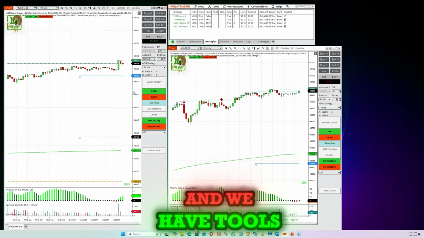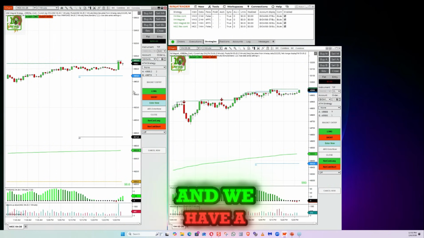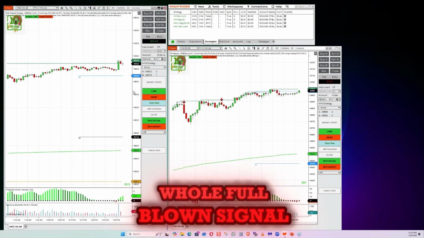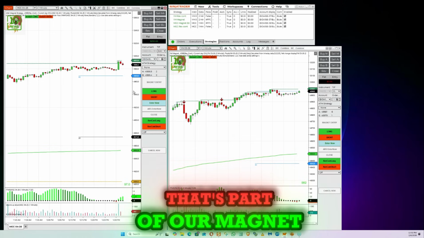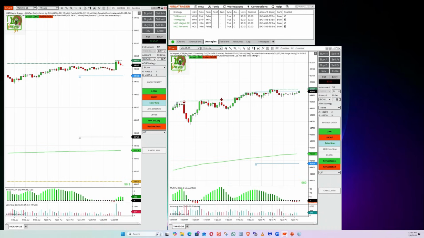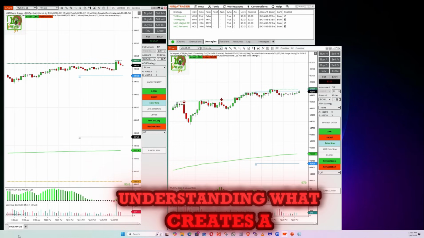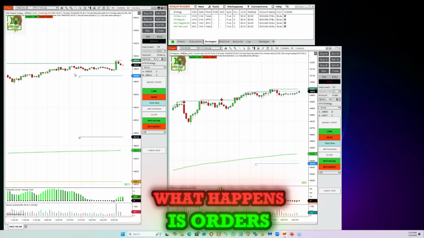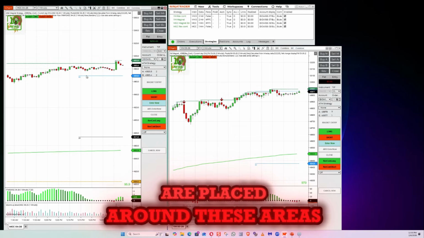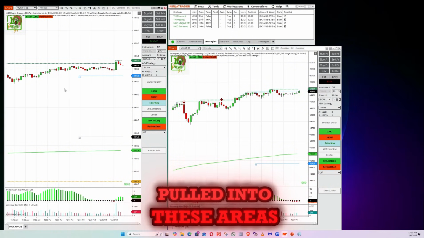And we have tools that help us to read momentum and trend, and we have a whole full-blown signal system that I'm going to talk about. That's part of our magnet trade strategy. But the key is understanding what creates a magnet trade, why it takes place. What happens is orders are placed around these areas of price, and the price is pulled into these areas.